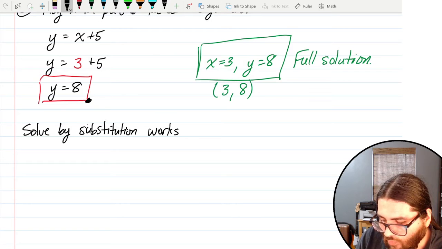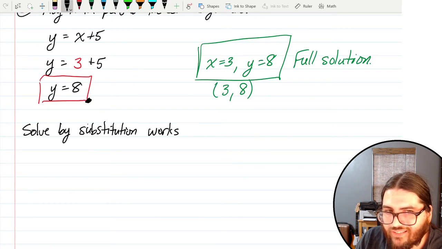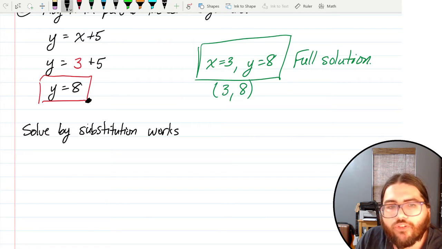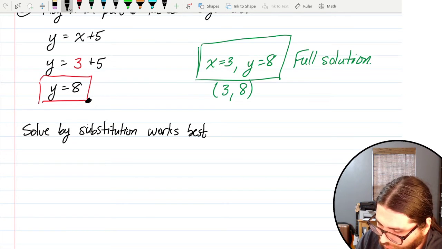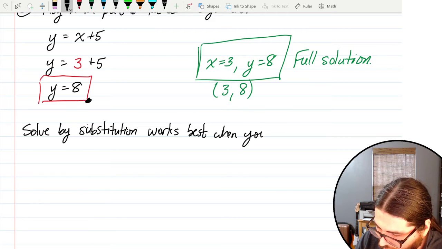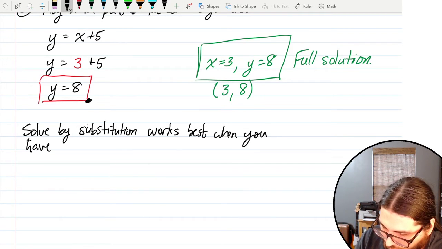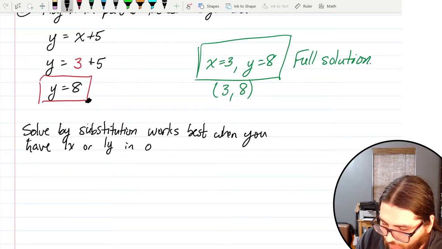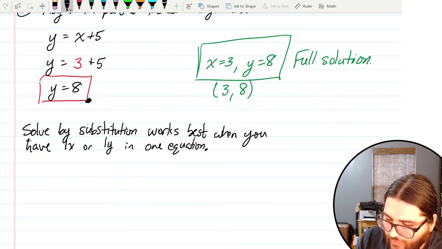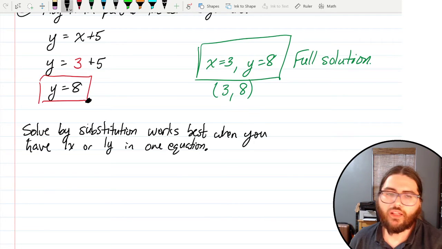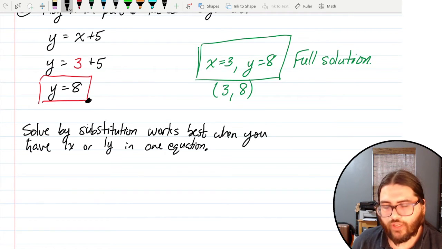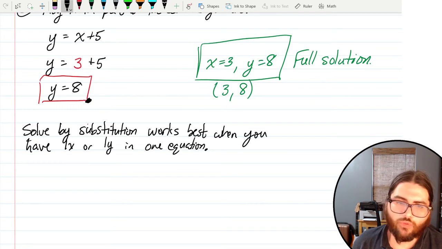Like 2x or 3x, or 5y or 19x. It works best when one of the variables does not have a number, that is, that hidden invisible one is there. You have 1x or 1y in one equation. And again, that hidden one might not be visible. It'll still work in all the other cases, but the other cases will involve fractions, and we're going to try to avoid those fractions.